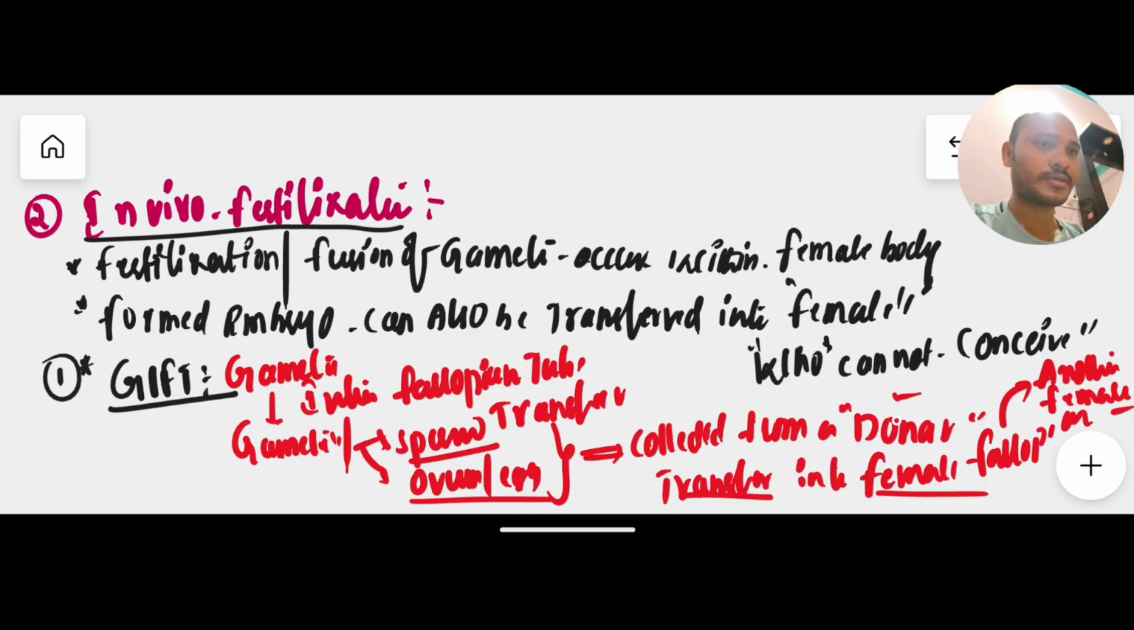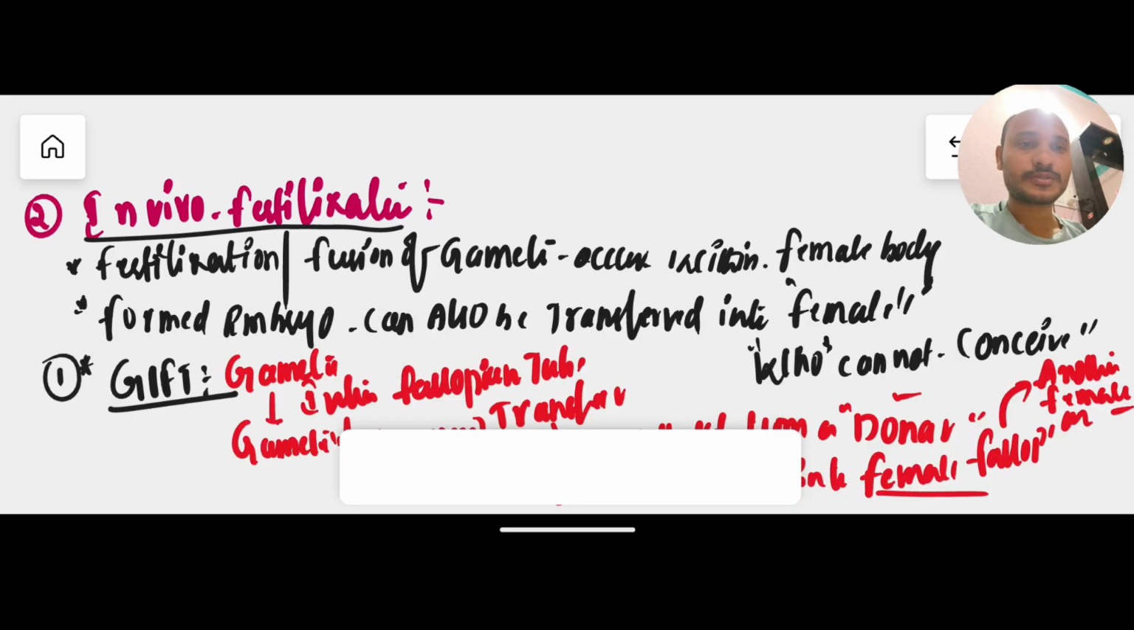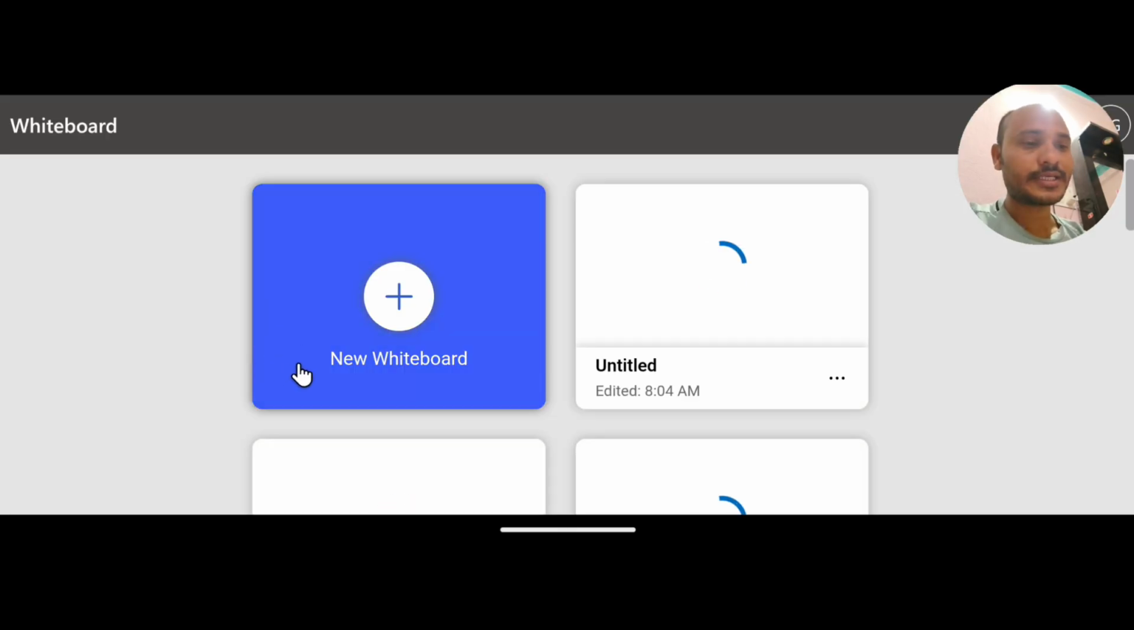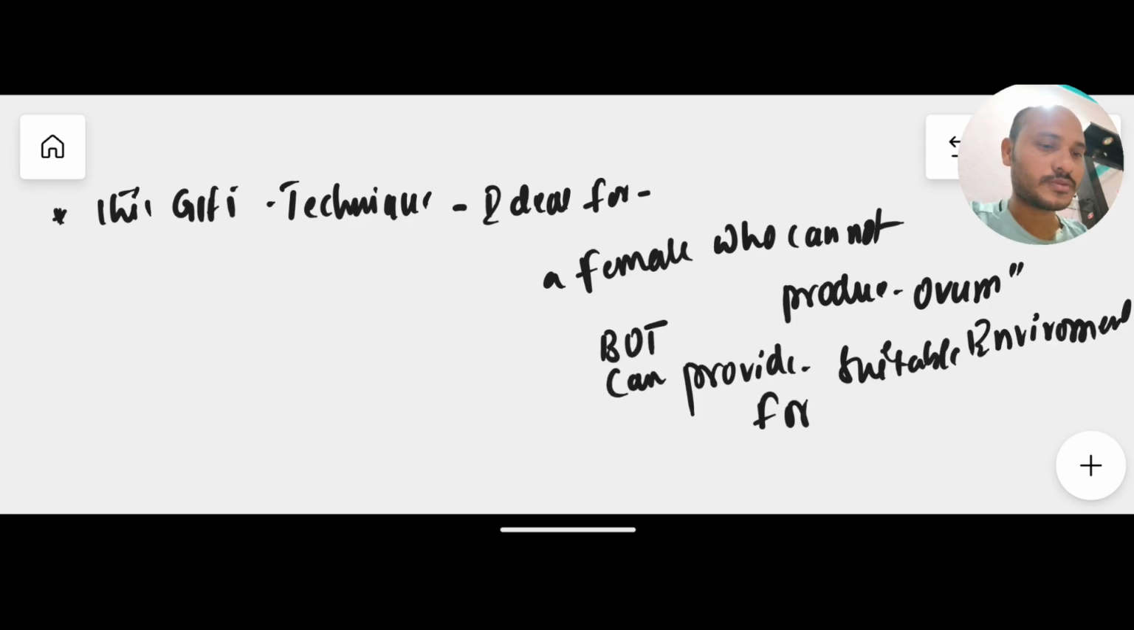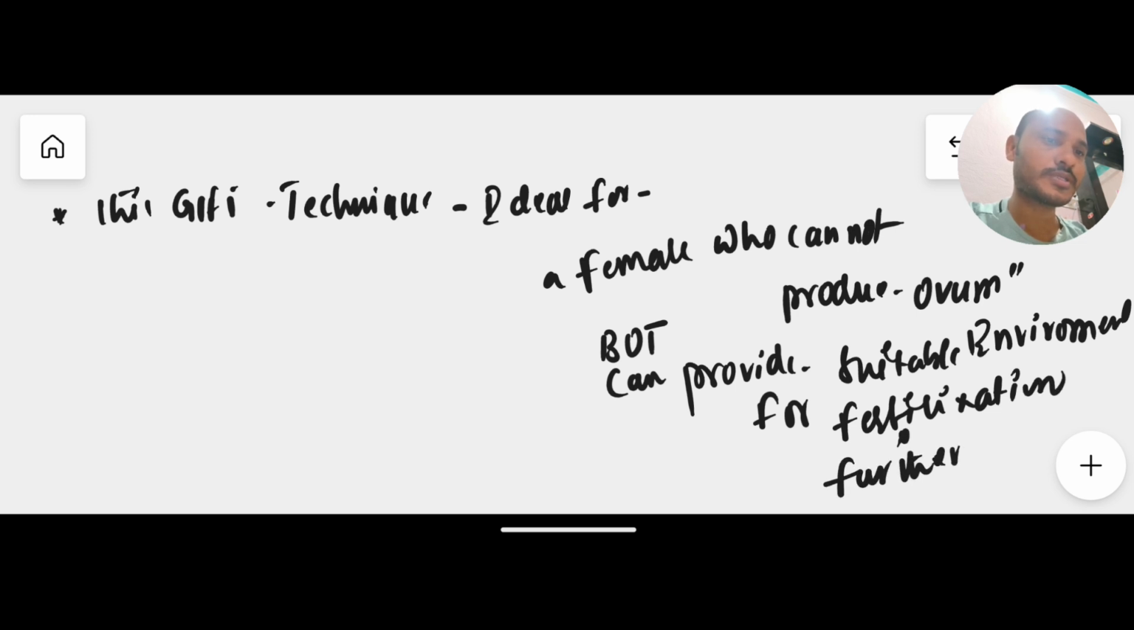So this is the main concept in GIFT, and this is very important: this GIFT technique is ideal for a female who cannot produce ovum but can provide a suitable environment for fertilization and also for further development of the embryo.